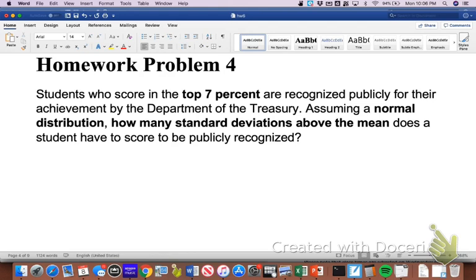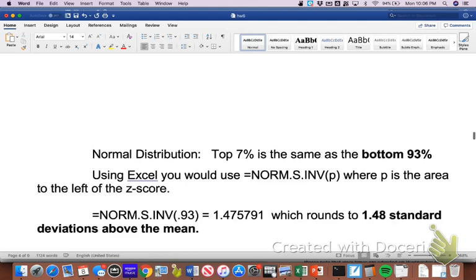So when I type it into Excel, it's a real nice formula. Told you Excel is amazing. You're literally just going to type it in there. It's going to give you that, which tells you that that's 1.48 standard deviations. Once you put it in here and you round it, it gives you 1.478 standard deviations above the mean.